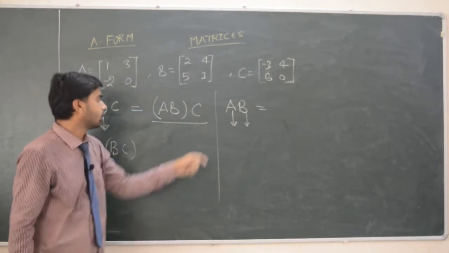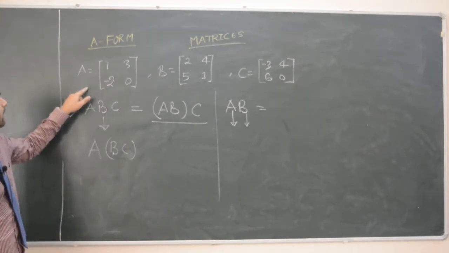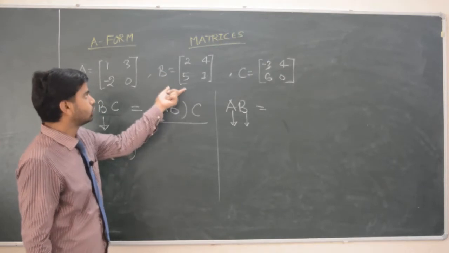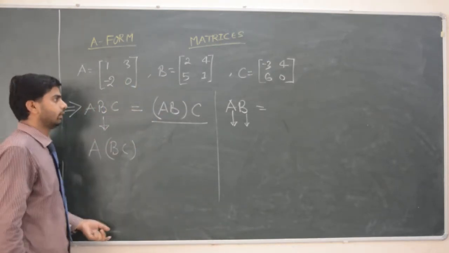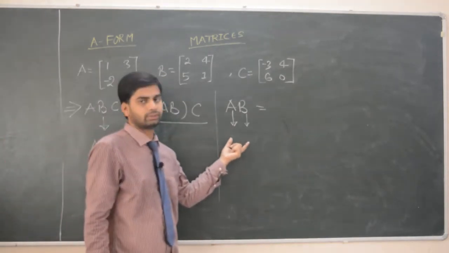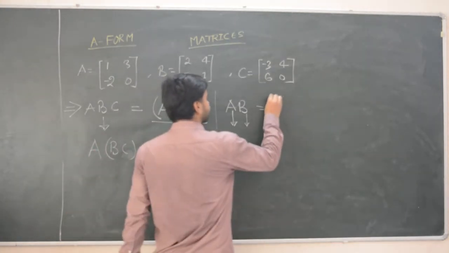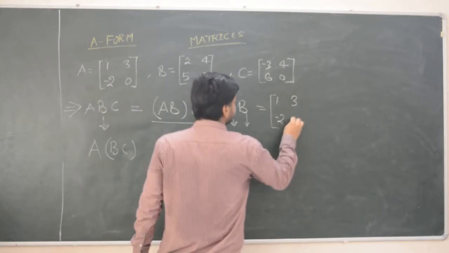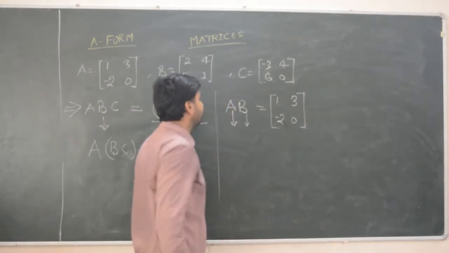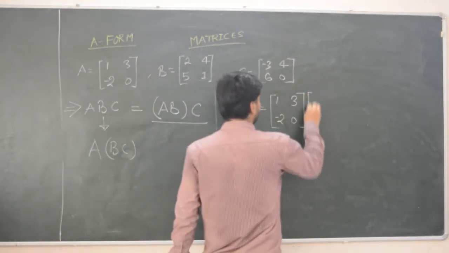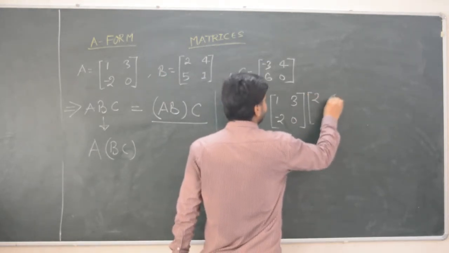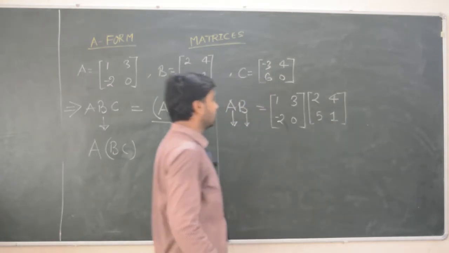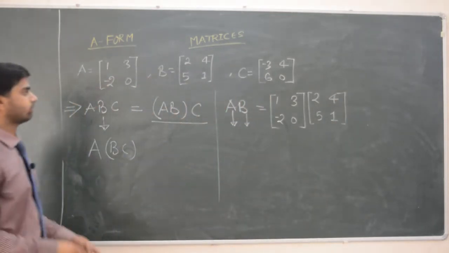So first check: the number of columns in A is 2 and the number of rows in B is 2. Okay, 2 is equal to 2, that is, matrix multiplication is possible here. So write A first. A is [1, 3; -2, 0] and B is [2, 4; 5, 1]. Okay, so this is matrix A and B, and we want to calculate AB.